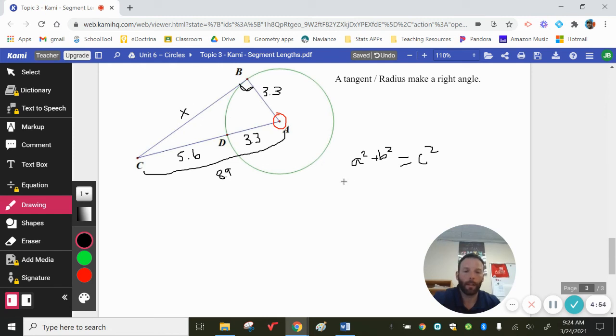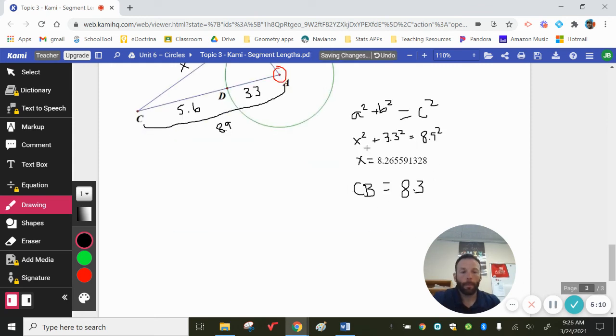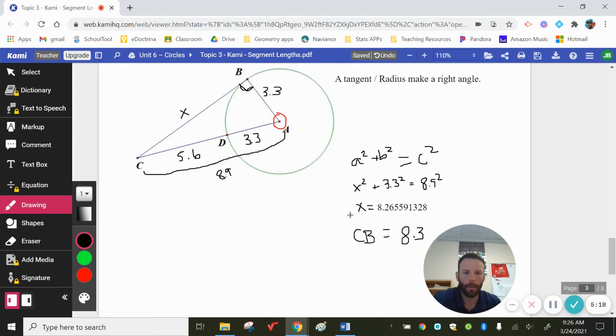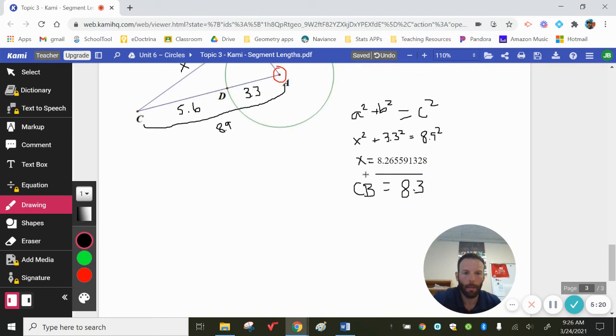So let's go ahead and substitute. I'm going to say x squared plus 3.3 squared is equal to 8.9 squared, and then we go ahead and solve that equation. So x would be about this length right here, but since all of my numbers are to the nearest tenth, I decided to keep the length CB to the nearest tenth. I said 8.3 would be the length of that segment.